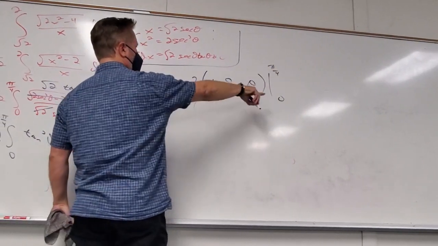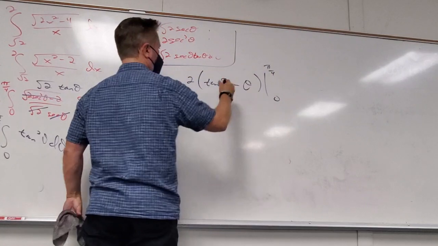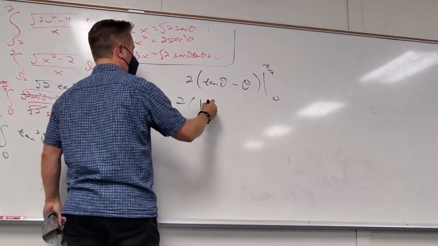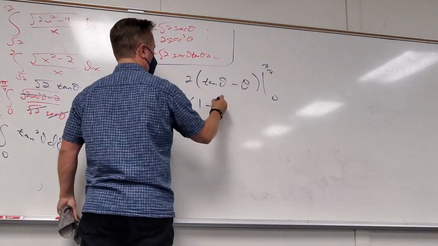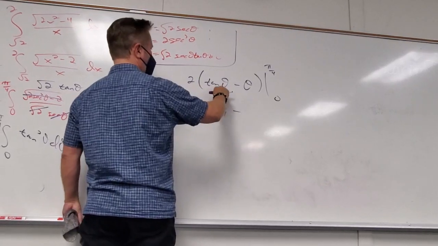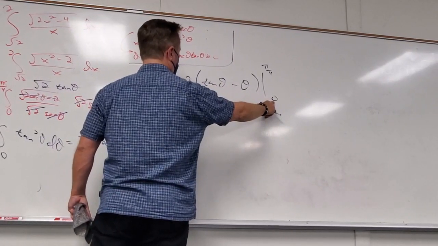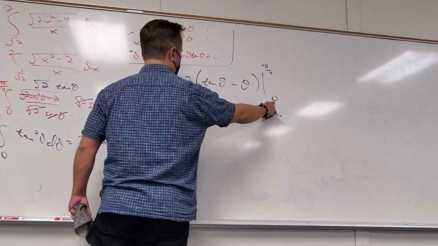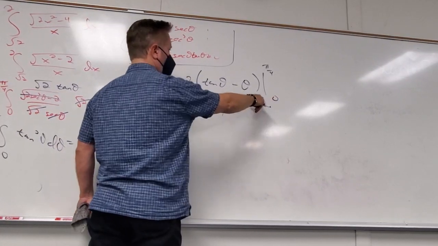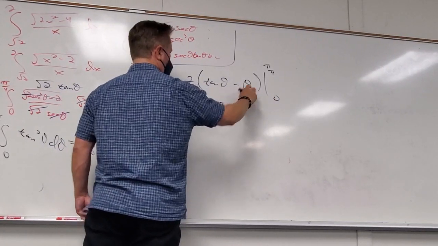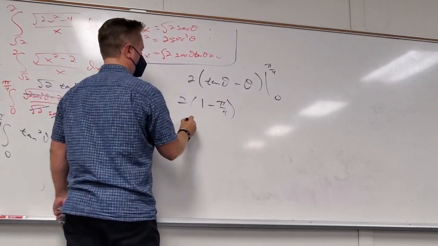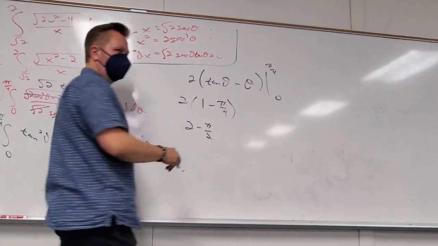What is the tangent of pi over 4? 1. What's the tangent of 0? 0. And plug a 0 in. So you get 2 minus pi over 2. Neato.